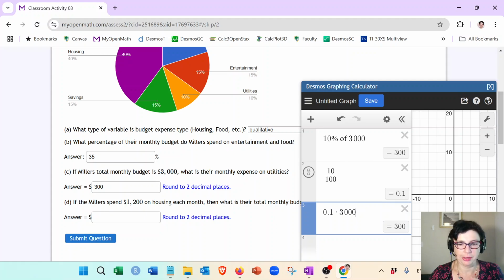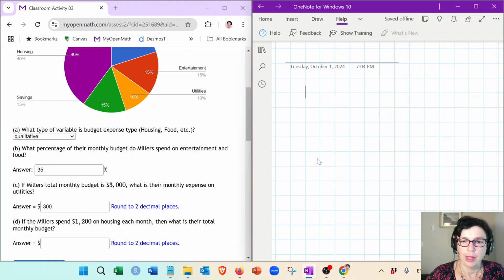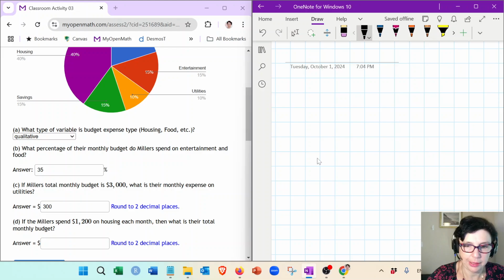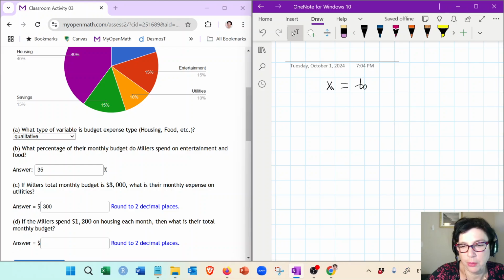Now, this question is the trickiest one. This says, if the Millers spend $1,200 on housing, what is their total monthly budget? So here, we're actually trying to solve an equation. So we have to set it up first. So let's see if I can set this up for you. Now, let me denote by X the total monthly budget, right? So let's say X is the total budget. Okay, so let's see if I can write this down.